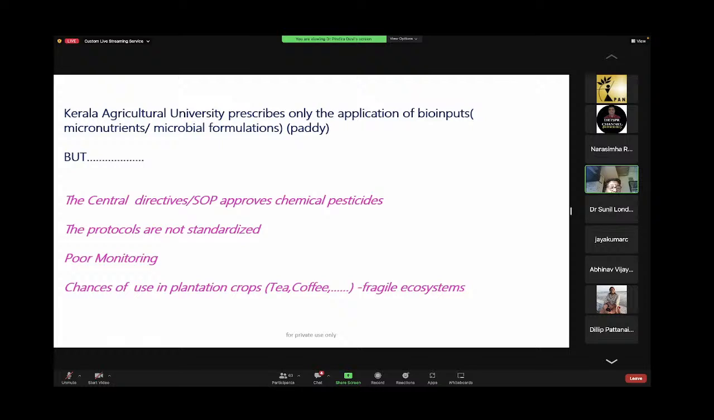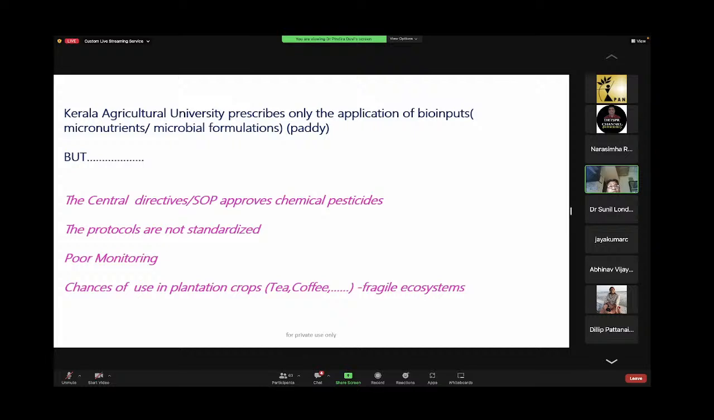In tea, I think they have already started some initial things. Coffee also it is possible, but I don't know. Then it may be extended to rubber or even coconut or all those plantations wherein the negative impacts will be more pronounced.